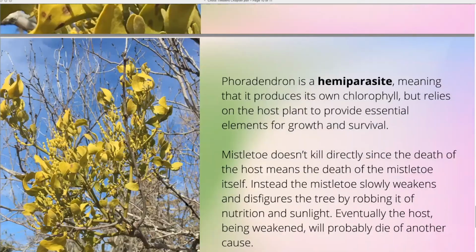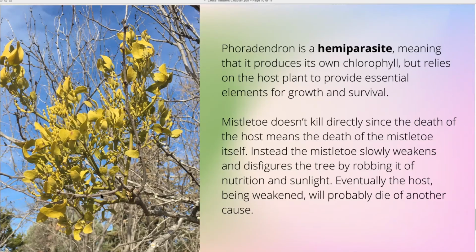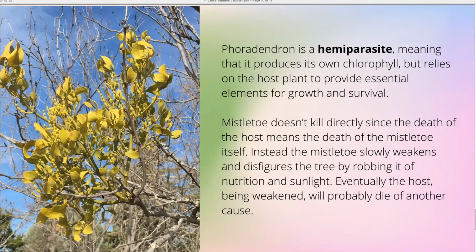So Phoradendron is a hemiparasite, meaning that it produces its own chlorophyll, but it relies on the host plant to provide essential elements for growth and survival. Well, mistletoe doesn't kill directly, since the death of the host means the death of the mistletoe itself. Instead, the mistletoe weakens and disfigures the tree by robbing it of nutrition and sunlight, and eventually the host, being weakened, will probably die of another cause. So that's all I know about mistletoe.